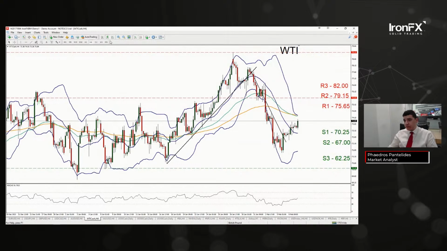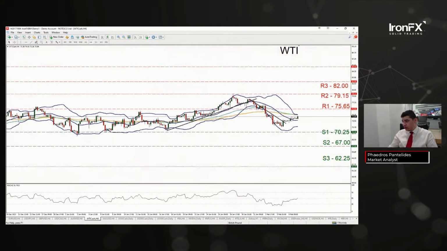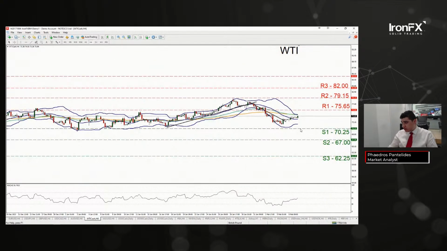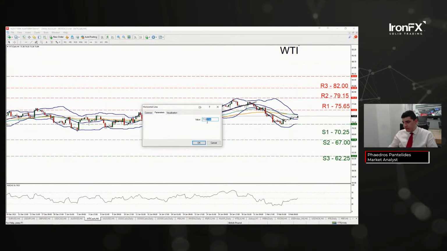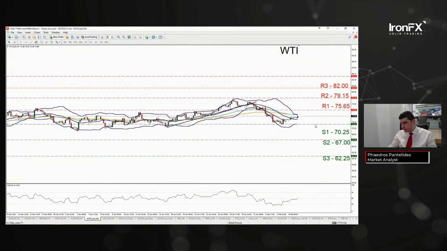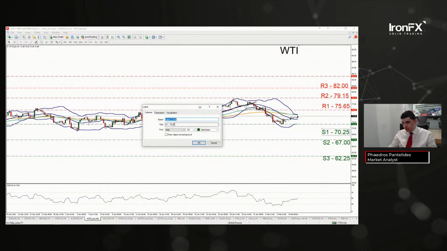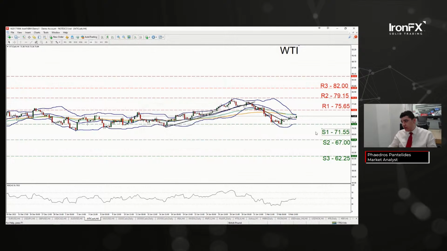In terms of oil, oil continues to validate our support and resistance levels, and we could actually just bring S1 slightly higher, 71.55. Now, in terms of oil, API weekly crude oil inventories indicated an increase in inventories, yet it was lower than expected, implying that there is still demand for oil. Such may have boosted oil prices.